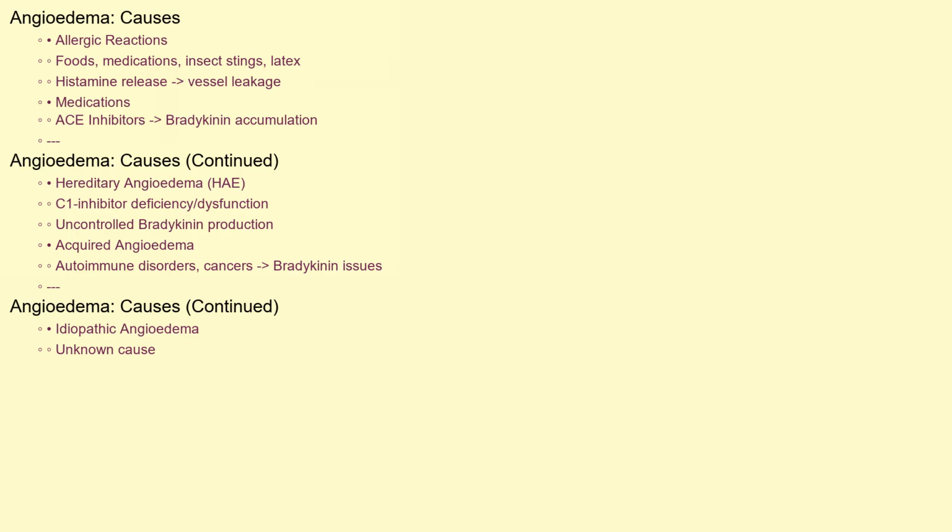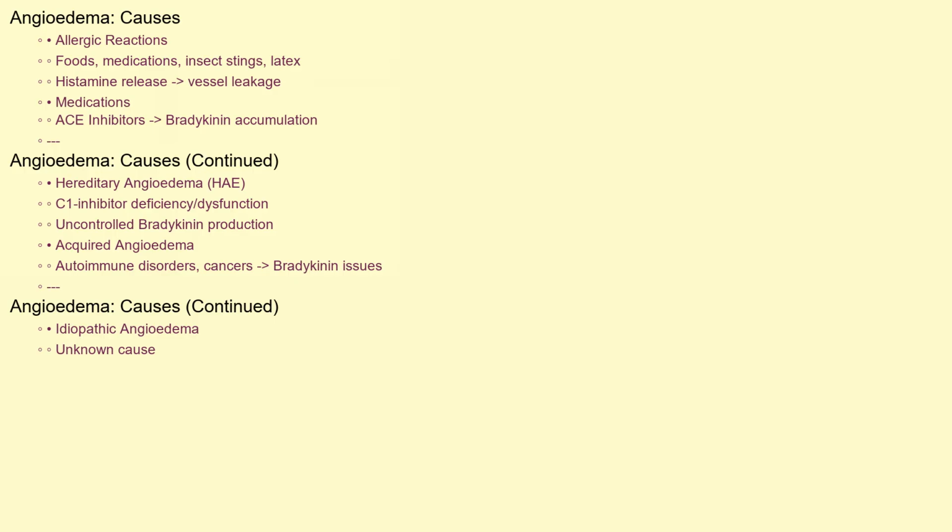The causes of angioedema are varied. One common trigger is allergic reactions to foods, medications, insect stings, or latex. These reactions involve the release of histamine and other chemicals that cause blood vessels to leak fluid into the surrounding tissues. Another major cause is medications, particularly ACE inhibitors, commonly used to treat high blood pressure. These drugs can lead to an accumulation of bradykinin, a potent vasodilator that can cause angioedema.